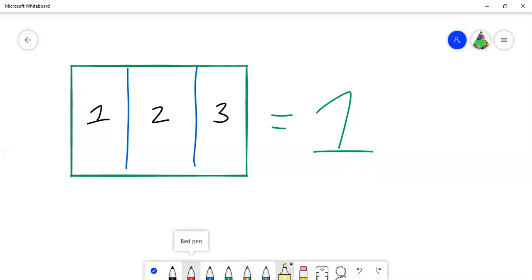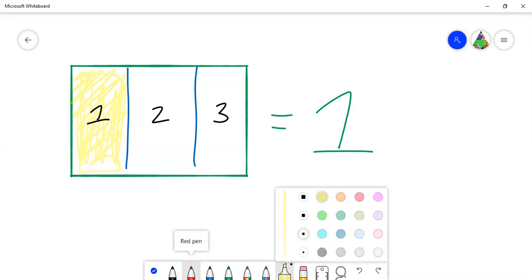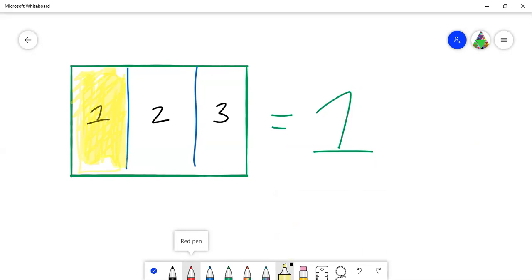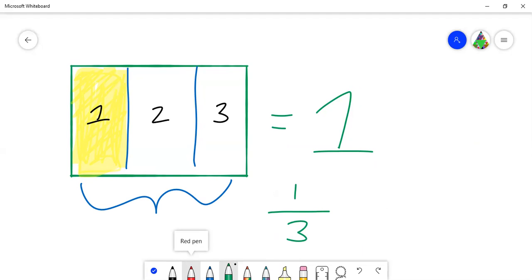And then again, if I was to shade in one of them, which is the way we represent that we have this value of something. In this case, I'm showing that I have this value here. Then again, we can represent this as showing that the number 1 was divided into 3 parts and I have 1 of them. Okay, so now, this no longer equals 1. This actually equals 1 out of 3. 1 out of 3 parts.